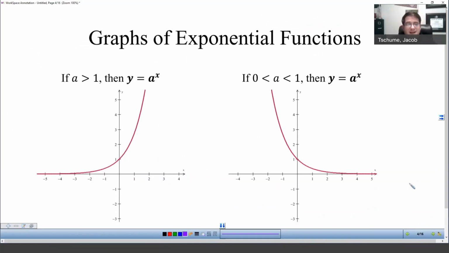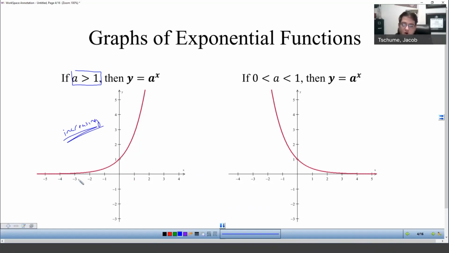Hopefully you remember the basic idea of graphs. If not, here's a quick little review. When you are graphing exponential functions, there are 2 different ways this can be done. It depends on whether the base is bigger than 1 or between 0 and 1. If the base is bigger than 1, so if your a value is any number bigger than 1, your exponential function will be what I like to call an increasing exponential function.